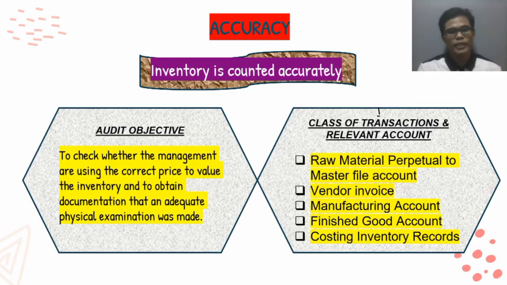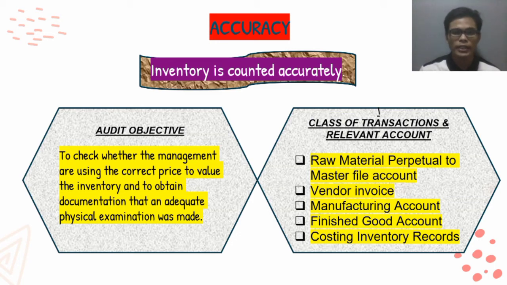Now we move to the next management assertion in the inventory and warehousing cycle. The next management assertion is accuracy. What is accuracy? Accuracy is that inventory is counted accurately.